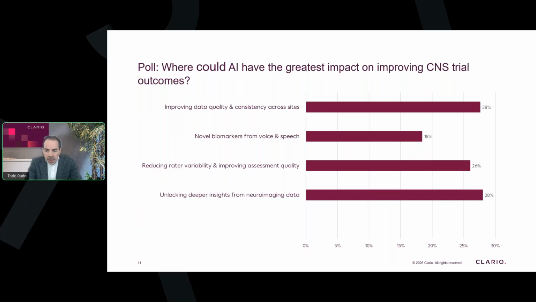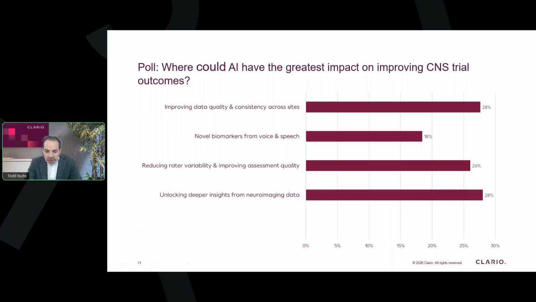The 4 choices we gave, first was improving data quality and consistency across sites, so sort of a general data improvement concept. The second was novel biomarkers from voice and speech, so the digital biomarkers piece. Third was reducing rater variability and improving assessment quality. That's referring back to that ClinRO that I mentioned before. And then last was unlocking deeper insights from neuroimaging data. So kind of beyond what a human can do.